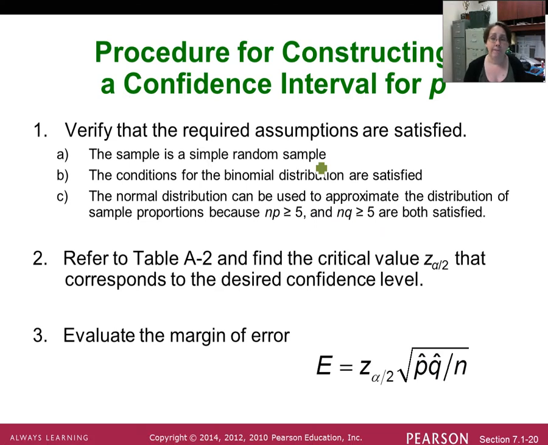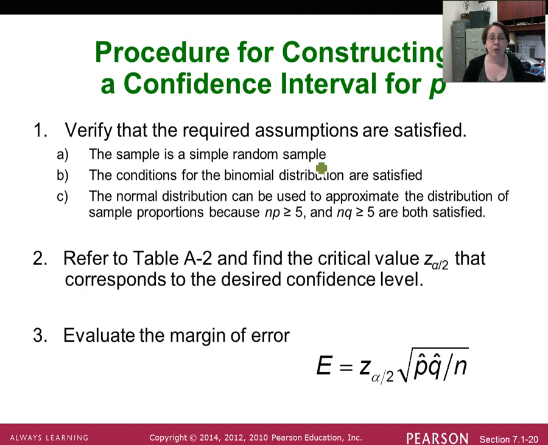Procedure for constructing a confidence interval for p. Okay, so here we go. Number 1, verify that the required assumptions are satisfied. You have to have the simple random sample, you have to have the binomial requirements, and you have to have c. This is the important part. You have to have normal distribution, and this tells you the requirement to being normal. N times p must be greater than or equal to 5, and n times q must be greater than or equal to 5. Meaning, you have to have at least 5 successes and at least 5 failures in your trials. You can have 150 and 3,000, that's fine. You have to have at least 5 of each to be able to build this confidence interval.